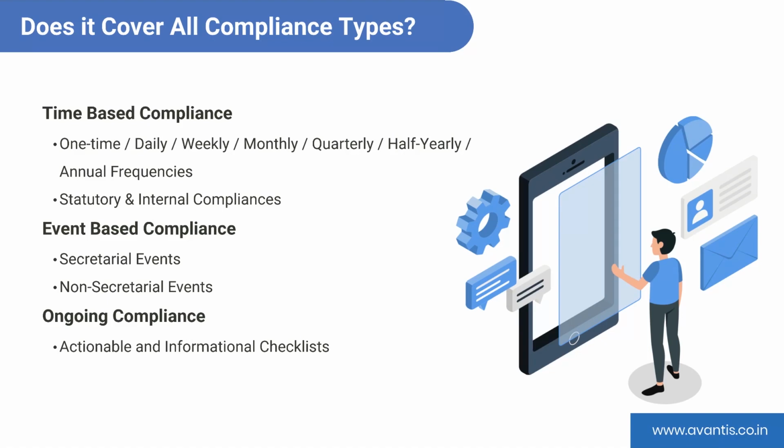The next item here is you need to look at ongoing compliances. So while time-based and event-based compliances are critical, a large number of compliances fall under the category of ongoing compliance. What is an ongoing compliance? If you're in the state of Maharashtra, you're very familiar with "Yethe Bal Kamgar Kam Karit Nahit," meaning we don't employ child labor. It's a display that is supposed to be at your reception.